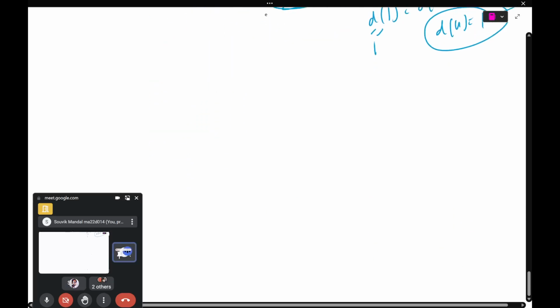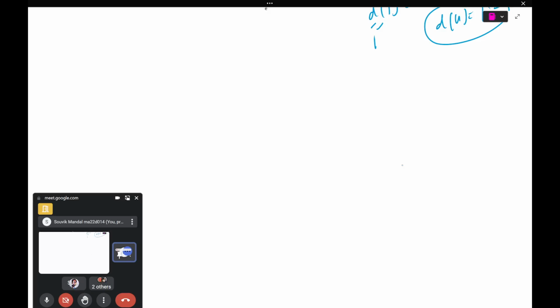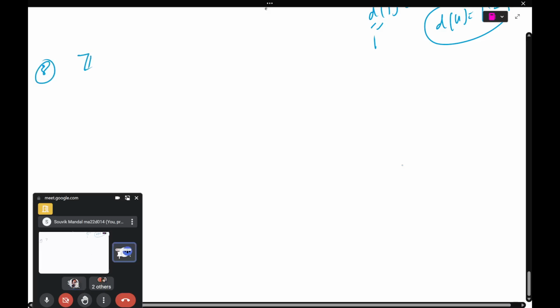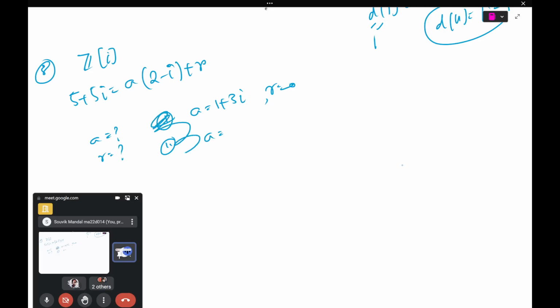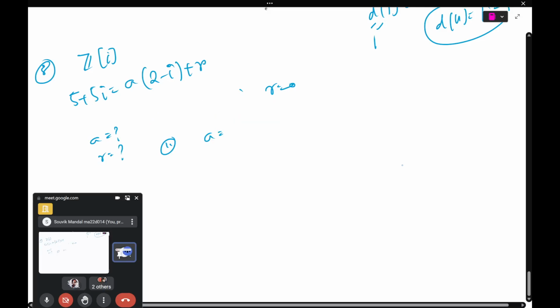So now the next problem is this. Consider the Euclidean domain Z[i], and here 5 plus 5i is equal to a into (2 minus i) plus r. Now the question is, what is a and what is r? There is no point of giving the options. So tell what will be a and what will be r.